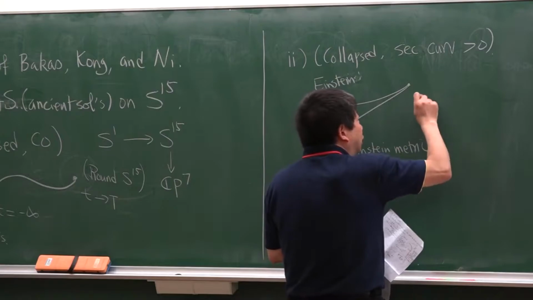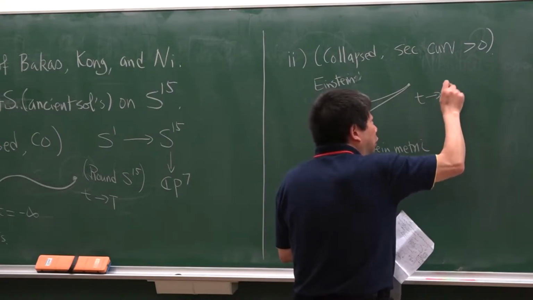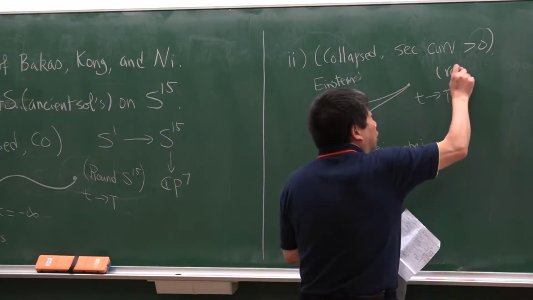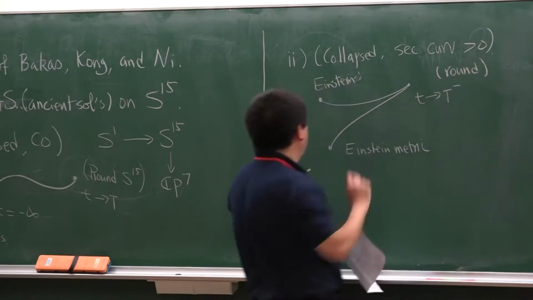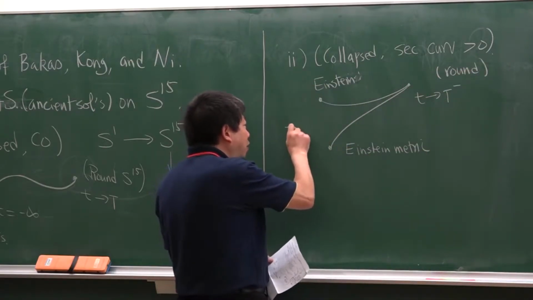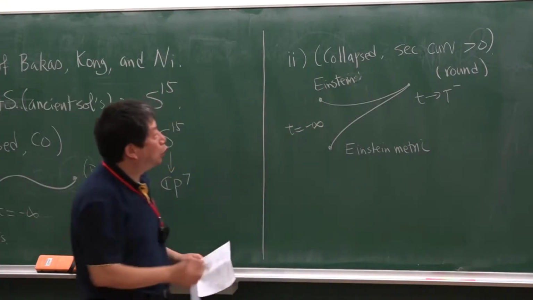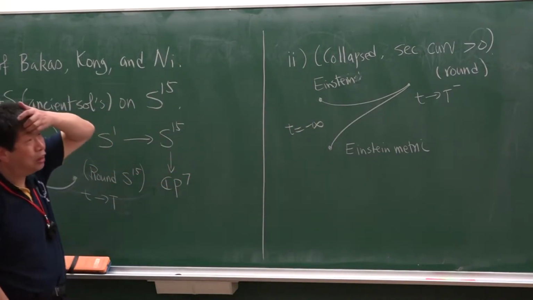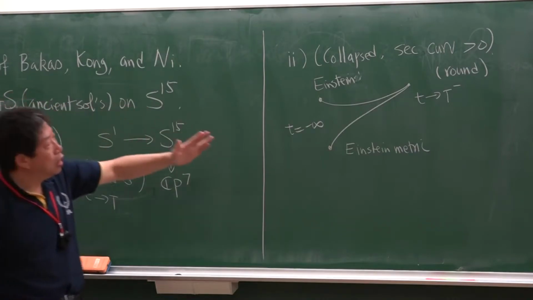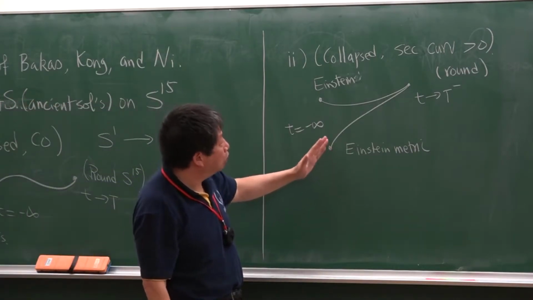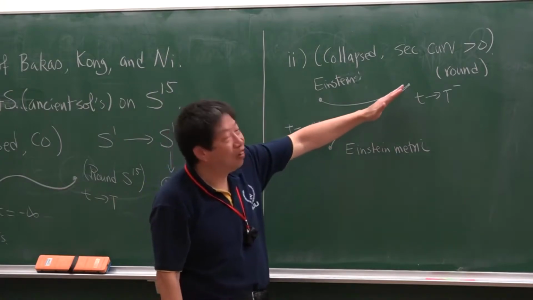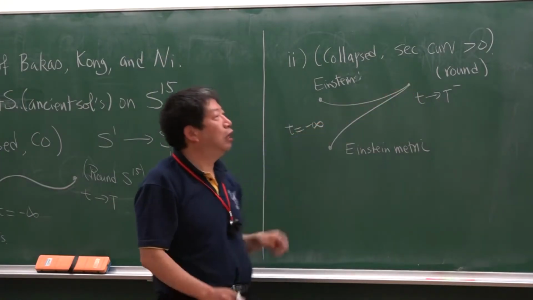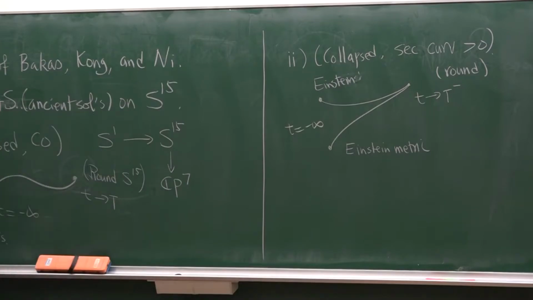This is t approach to T minus. So this is t equal to minus infinity. Basically, you can do such a Ricci flow solution. It's similar to the Takahashi example we said before. You go from an Einstein metric because it's not stable, so it just goes out eventually, like attracted also to the round one. So that's the second family.